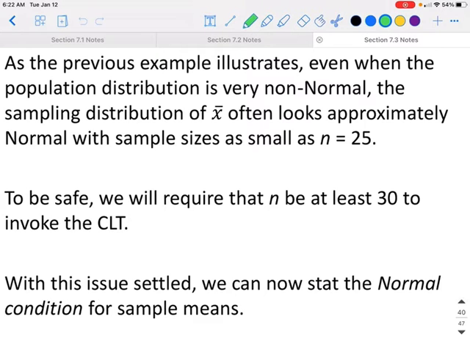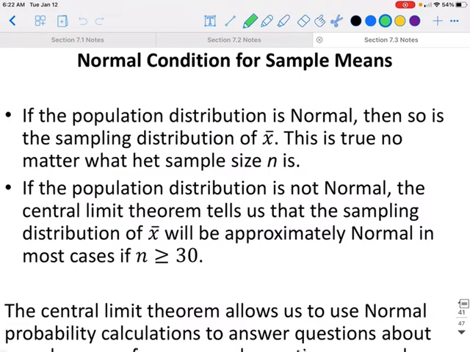As the previous example illustrates, even when the population distribution is very non-normal, the sampling distribution of X bar often looks approximately normal with sample sizes as small as n equals 25. But to be safe, for the central limit theorem we say that n needs to be at least 30 for this to be normal. With this issue settled, we can now state the normal condition for sampling means.